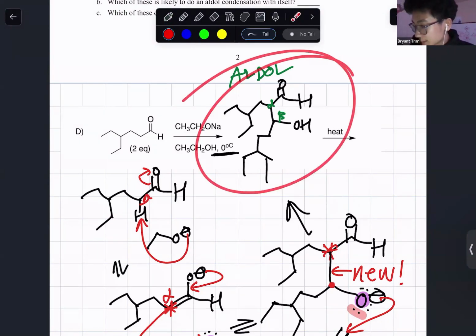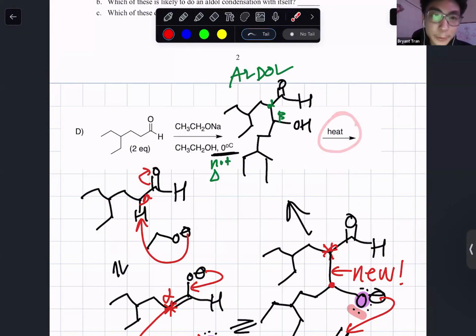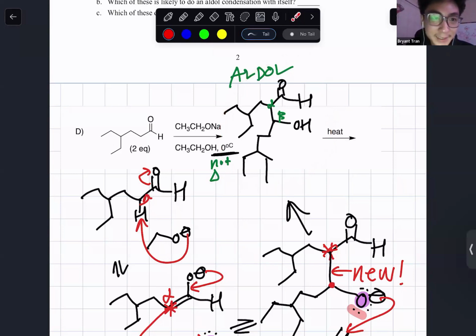And we stop here. We stop here because we don't have heat. This is not heat, right? This is below room temp. Now, when we have heat, what is our product going to look like here? Like, let's just predict the product. Let's not do the mechanism because this is not a mechanism problem. How would we predict the product if we have heat and proceed with the Aldol reaction and do Aldol dehydration with heat this time?